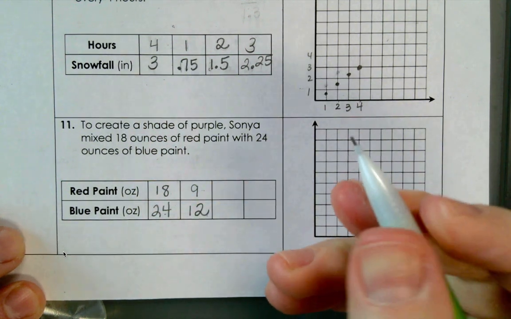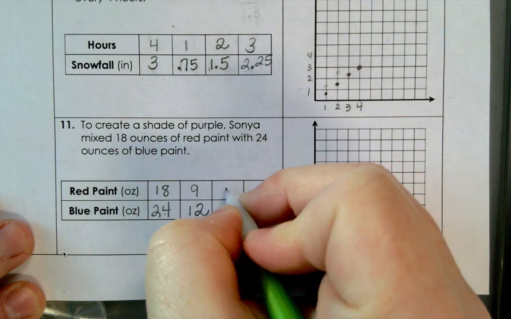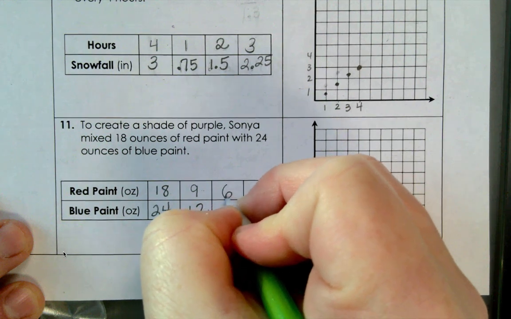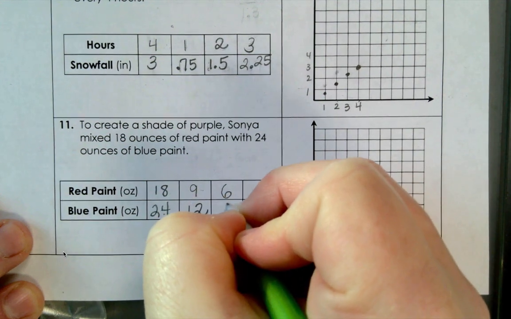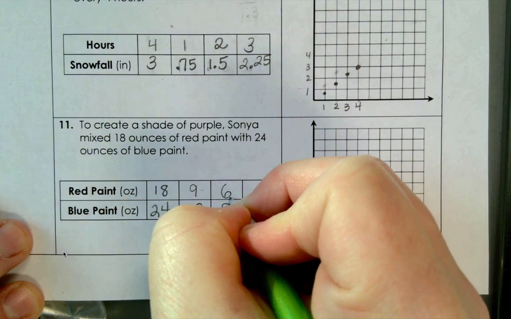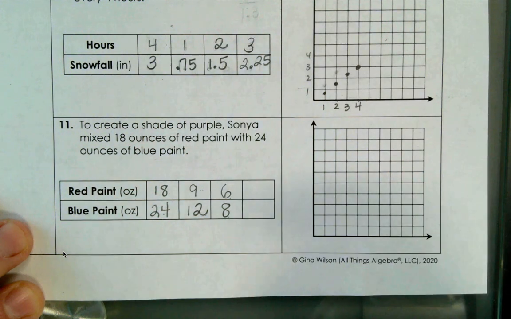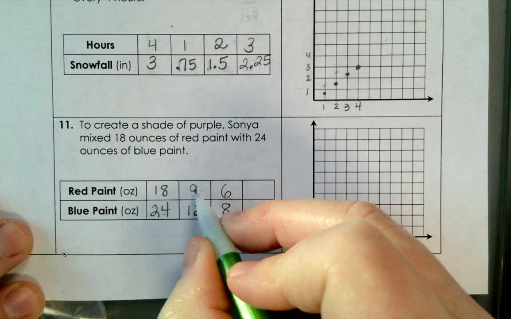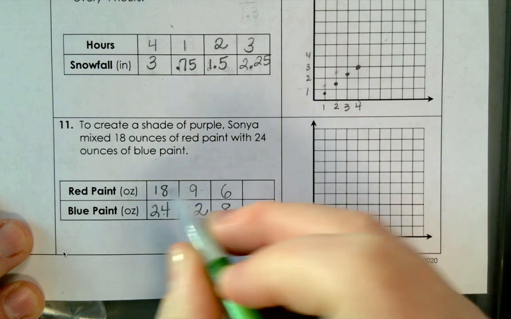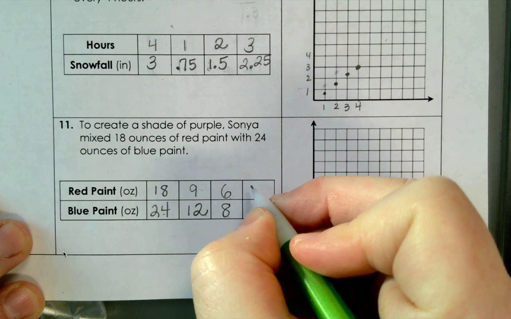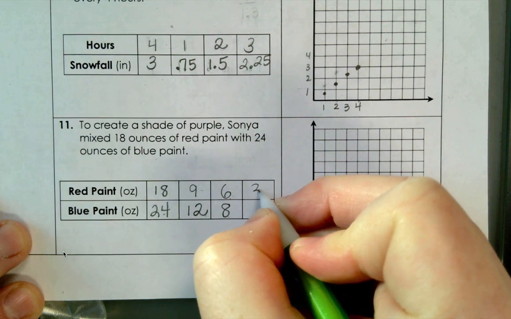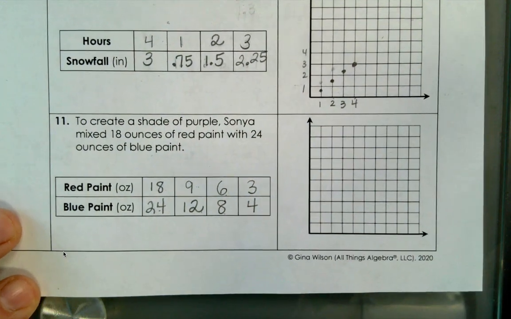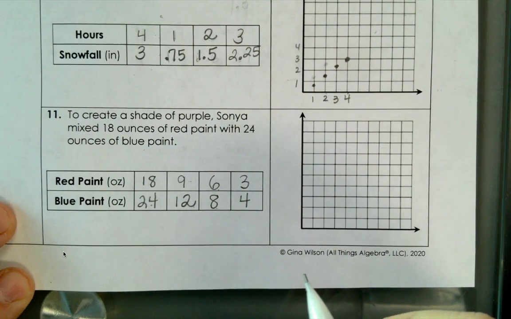Well, let's do another one. Let's do 18 divided by 3. I'm going to get 6. 24 divided by 3, I'm going to get 8. Again, 6 ounces of red paint with 8 ounces of blue should give me that hue of purple I'm looking for. And so by 2, by 3, how about 18 divided by 6? 18 divided by 6 is 3. 24 divided by 6 is 4. So all equivalent ratios, okay?